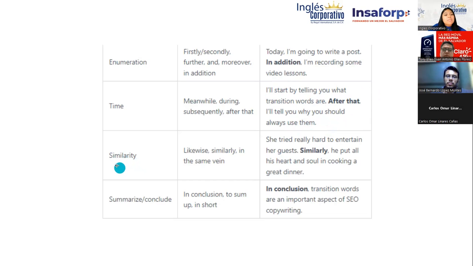And we also have similarity. Likewise, similarly, in the same vein. She tried really hard to entertain her guests. Similarly, he put all his heart and soul in cooking a great dinner. De la misma manera. And likewise, it's the same. Yes. Igualmente, de la misma manera.